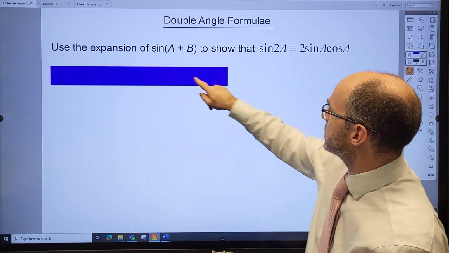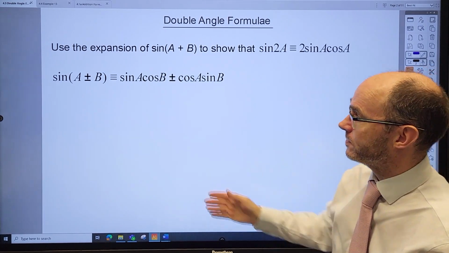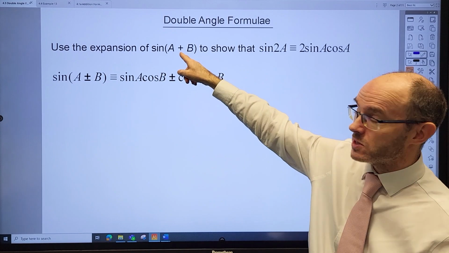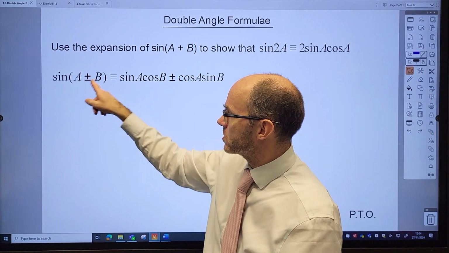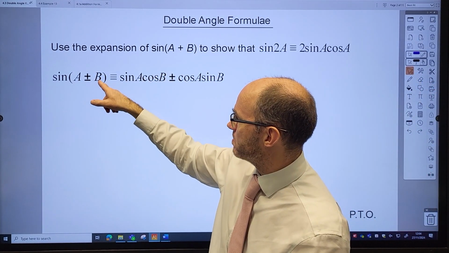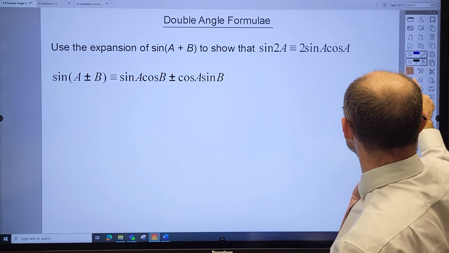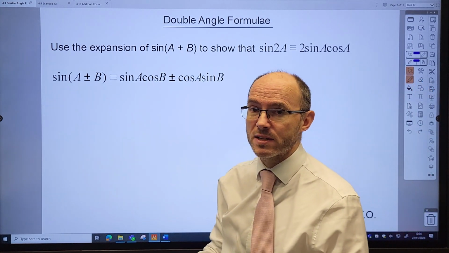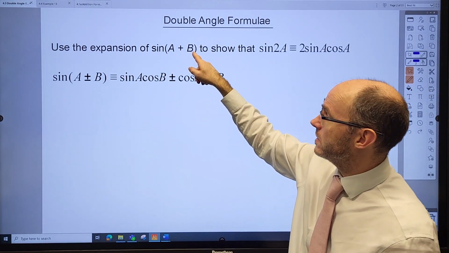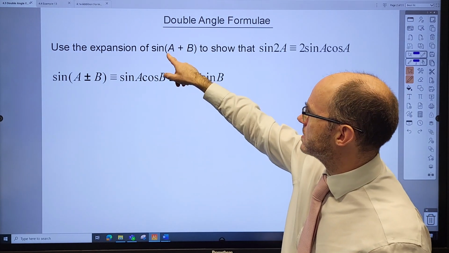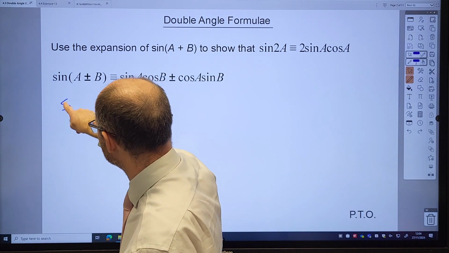So what you'd want to do is first of all look up what the formula is for the addition rule, because it says use the expansion. So in a formula book it looks like this. Sine A plus B, sine A cos B plus cos A sine B. So you use that one there. And the idea is that you replace the B with another A. So it reads as sine A plus A. So I'm going to write it like that.